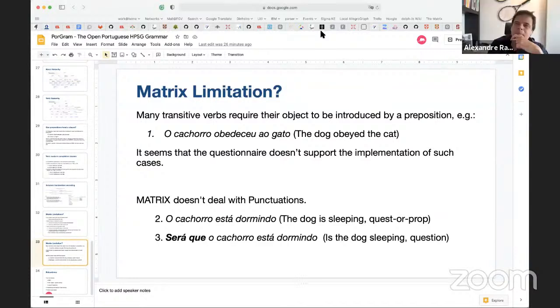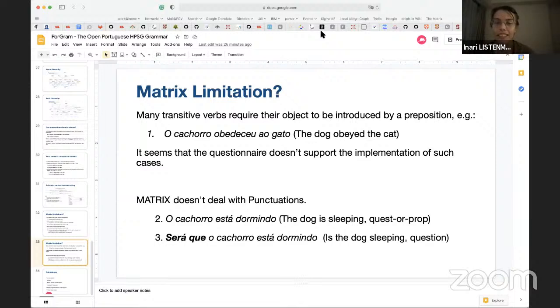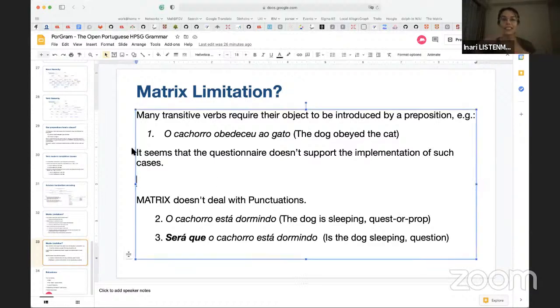So okay, I noticed in the slide that you have up right now, you talk about limitations, saying that the questionnaire doesn't support the implementation of a verb taking its object, introducing the object by preposition. And coming from the GF world, that seems extremely strange to me, because that's the super basic thing. We can totally do that.